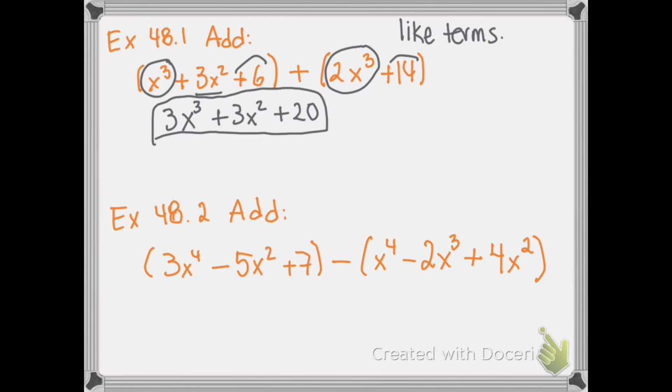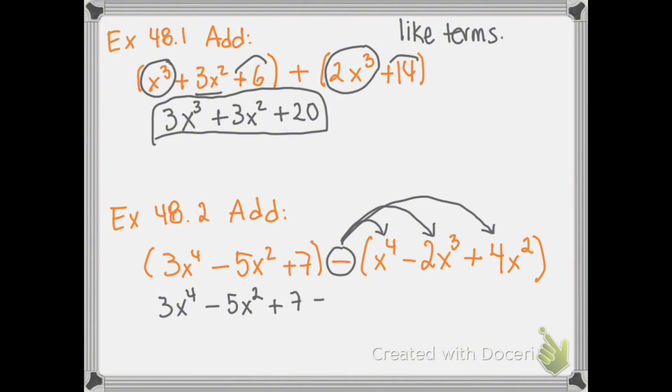The second exercise says also to add, and then we see a subtraction sign. Now remember, a negative sign is going to change the sign of all the terms inside of the parentheses because we are subtracting all of them. So what we're going to do is write everything of the first parenthesis first, and then we're going to rewrite the second parenthesis, changing the signs. Minus x to the 4th power plus 2x to the 3rd power minus 4x squared. And now we're going to do the like terms.